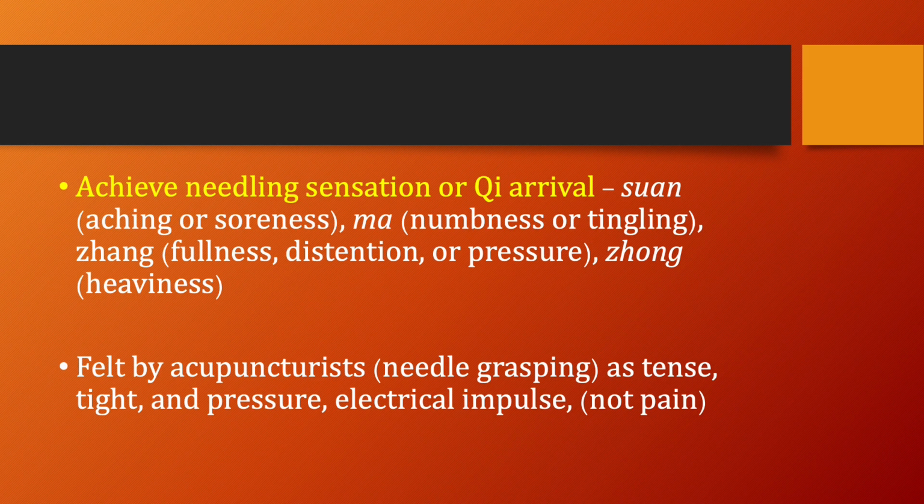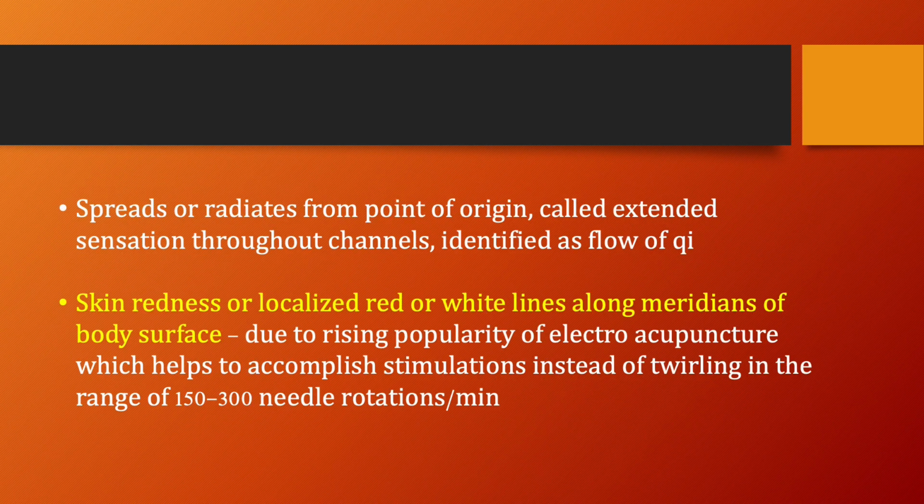which is experienced by patients. It is also often described as aching or soreness, numbness or tingling, fullness, distension or pressure, and heaviness. And this is felt by the acupuncturists, the needle grasping as tense, tight, and also there could be pressure, electrical impulse, not pain. Another important feature is that it often spreads or radiates from the point of origin, which is called extended sensation throughout the meridians or channels, and many textbooks identify this as the flow of qi.